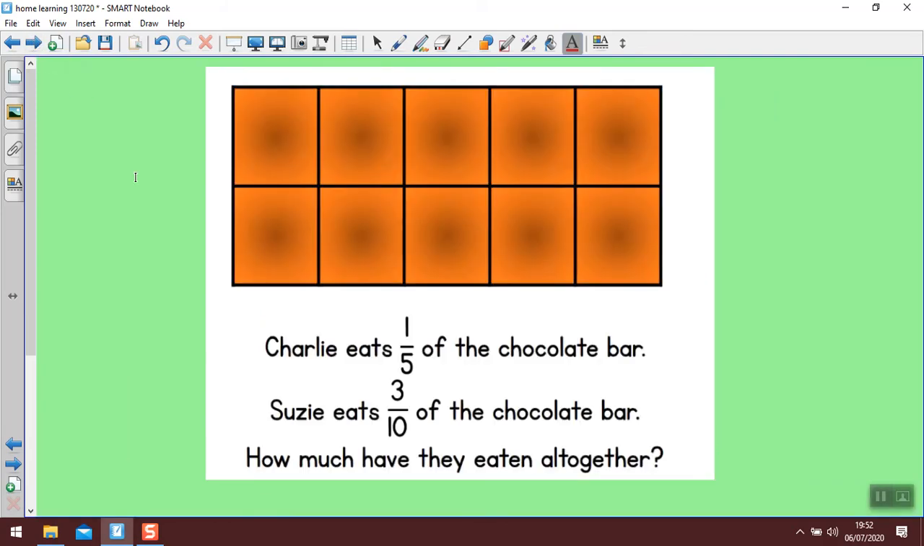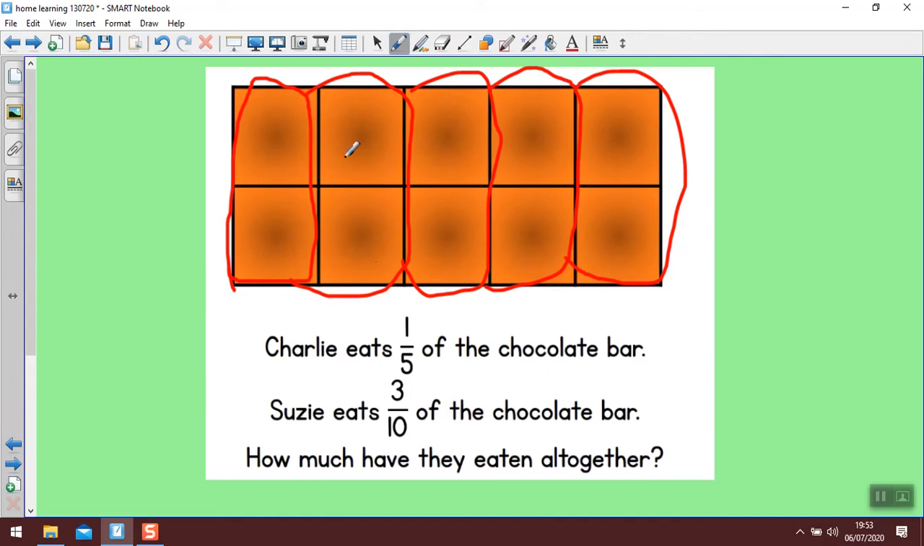Let's have a look in this context. Charlie eats 1/5 of the chocolate bar. Susie eats 3/10 of the chocolate bar. How much have they eaten all together? Well, I can see here that my chocolate bar is split into 10 pieces. If I think of the chocolate bar in 5 equal pieces, then I could draw the chocolate bar in 5 sections like this. 5 equal sections. And each of these sections represents 1/5.